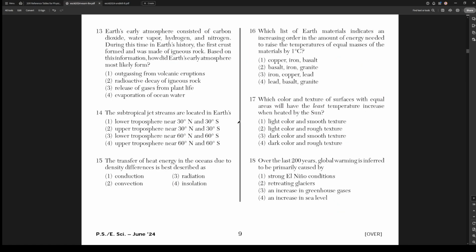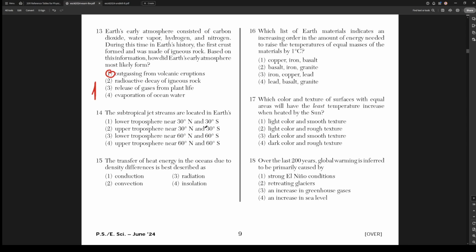All right, number 13. Earth's early atmosphere consisted of CO2, water vapor, hydrogen, and nitrogen. During this time, the first crust formed and was made of igneous rock. Based on this information, how did the Earth's early atmosphere form? This is just a memorized question. Volcanic eruptions erupted early on and spewed out all the gases that currently make up the atmosphere. So that's going to be 1.